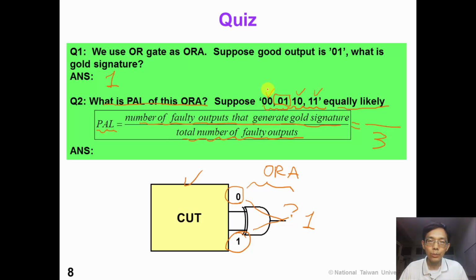For output 00, the signature is 0, so there is no aliasing. For output 1, 1, the signature is also 0, so there is no aliasing. For output 1, 0, the signature is 1. This is aliasing. So the probability of aliasing can be estimated to be 1/3.